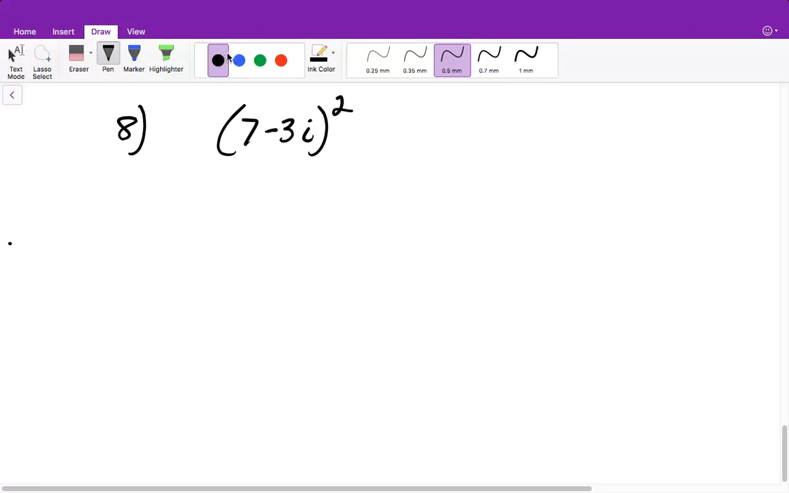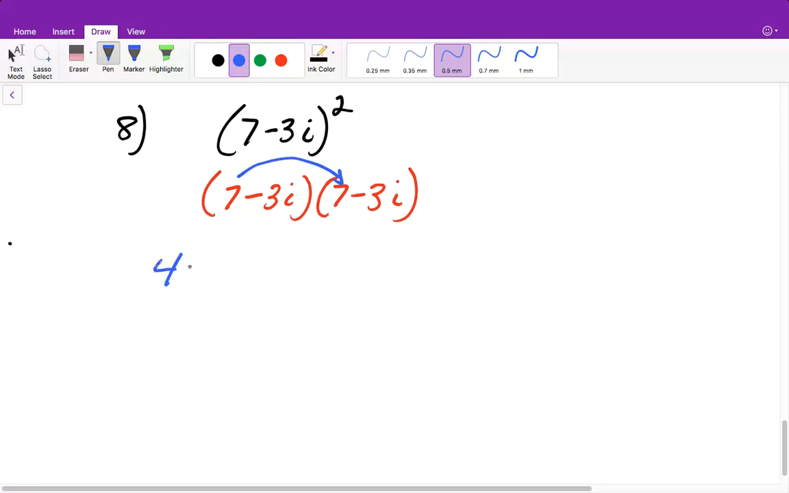All right, the next problem is 7 minus 3i squared. So the first thing we have to do is, you can do this different ways. I'm only going to do it one way, but you can do this multiple ways because we learned that for anything squared, there's a formula we can follow where you can use Pascal's triangle. I'm just going to go ahead and rewrite it as 7 minus 3i times 7 minus 3i because this is expanding out the power of 2. And then I'm just going to go ahead and FOIL it.